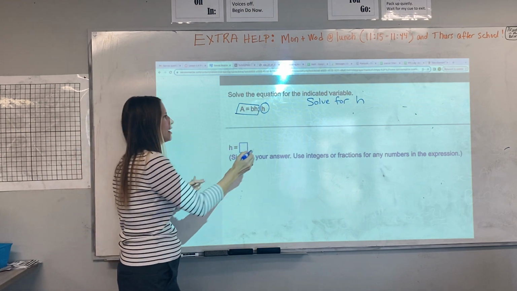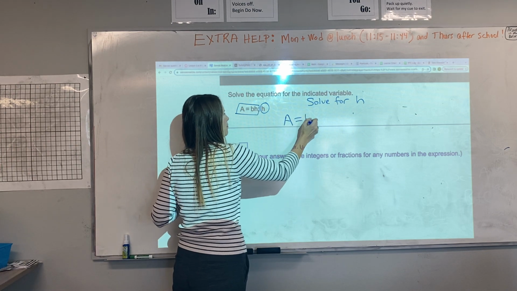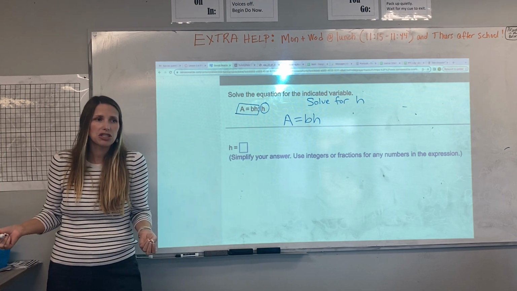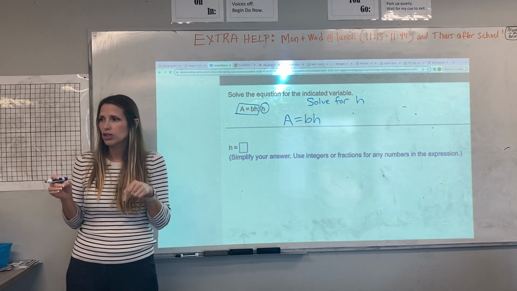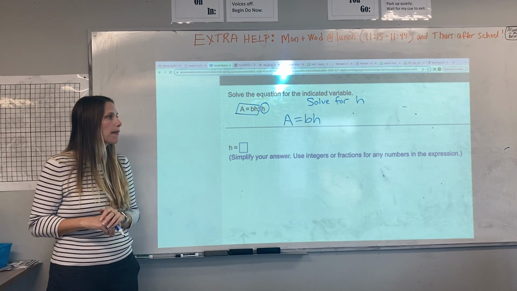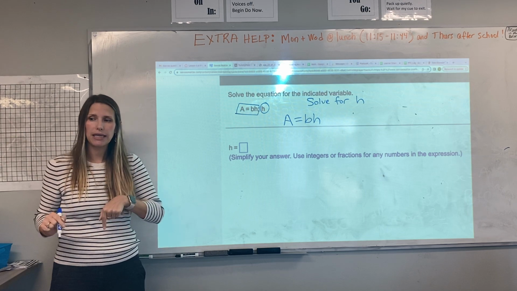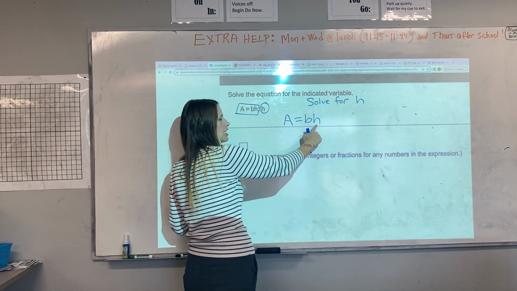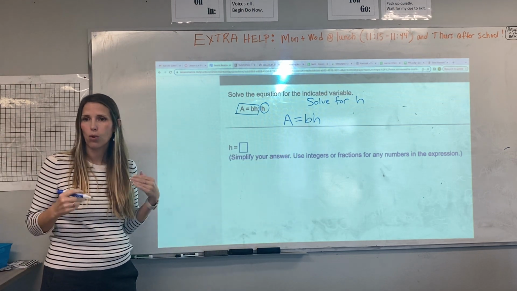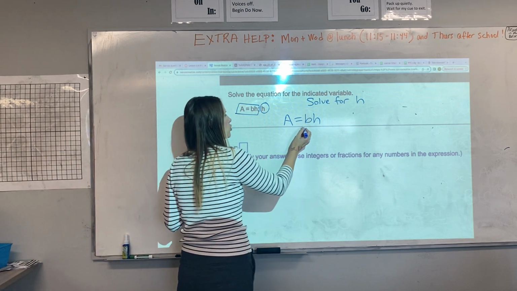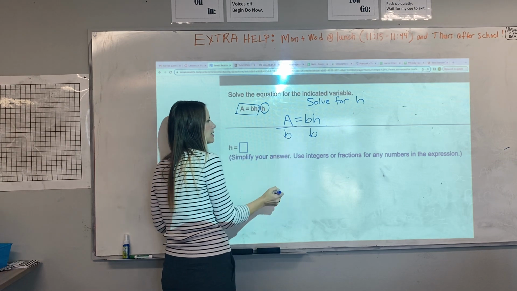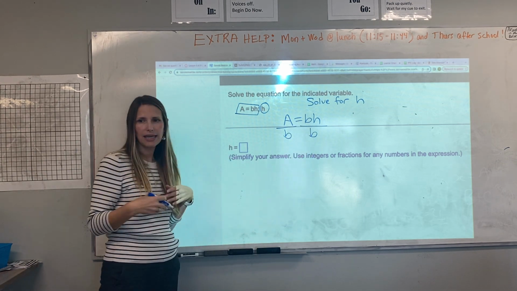Now we need this equation, a equals bh. We don't want it to be solved for a, we want it to be solved for h. All we have to do is use algebra to rearrange and undo what's happening. Do we divide b on both sides? Divide by b on both sides. H is being multiplied by b. We want the b to go away. The only way to make the b go away is to do the opposite operation, divide by b, on both sides. B over b cancels out to 1.